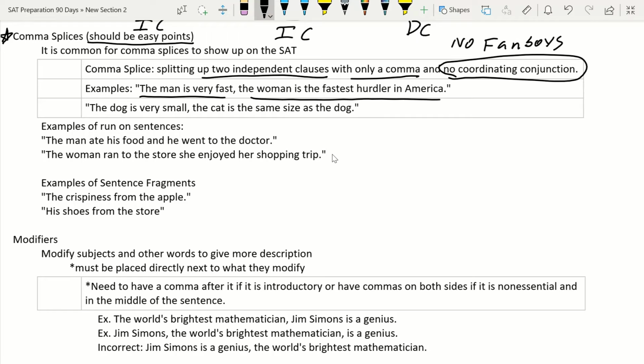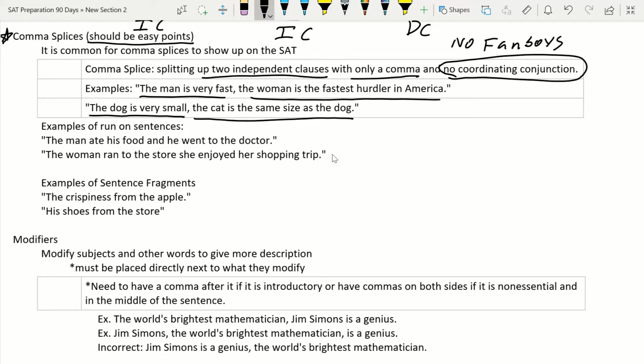All right, next we have, "The dog is very small, comma, the cat is the same size as the dog." Once again, we have an independent clause, "the dog is very small." That could stand alone as a sentence. We have another independent clause, "the cat is the same size as the dog." That's another independent clause that could stand alone as a sentence. So once again, we see we have a comma, and we have no coordinating conjunction, which means we have none of the FANBOYS.